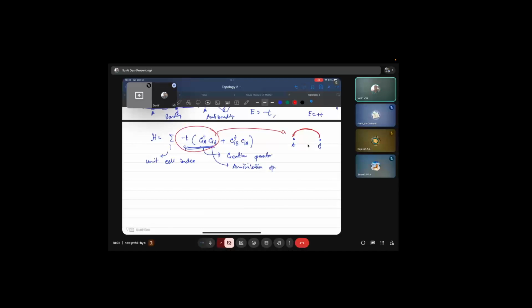And then there can be a similar process: an electron from the A atom can go to the B atom. Going from the A atom means there is an annihilation of an electron, represented by c_iA, and then there is a creation of an electron at the B site, represented by c_iB dagger. So this is the second quantization notation of writing the tight binding Hamiltonian, and this we are writing in real space.